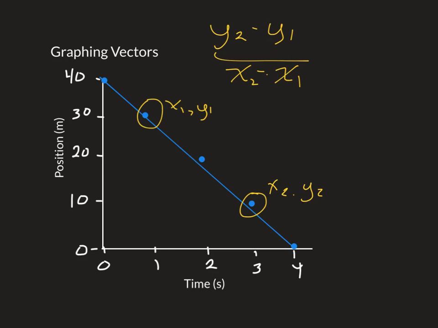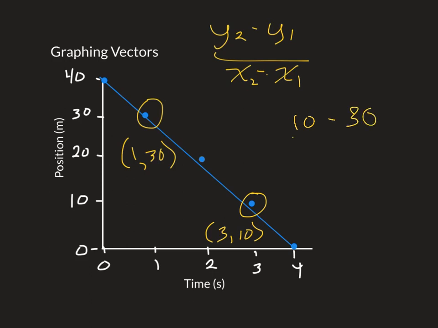So now we're going to come up with our coordinates. This one here is (1, 30). This one over here is (3, 10). Now we're going to plug our numbers into our equation. I'm going to give myself a little more space here. My y2, which is 10, minus my y1, which was 30, divided by my x2, which is 3, minus my x1, which is 1.